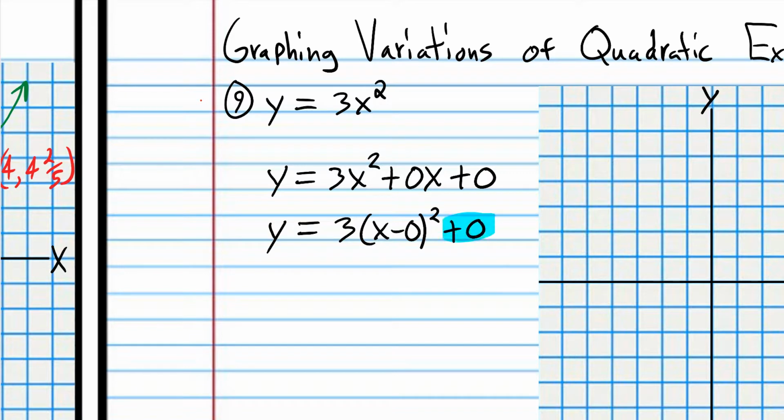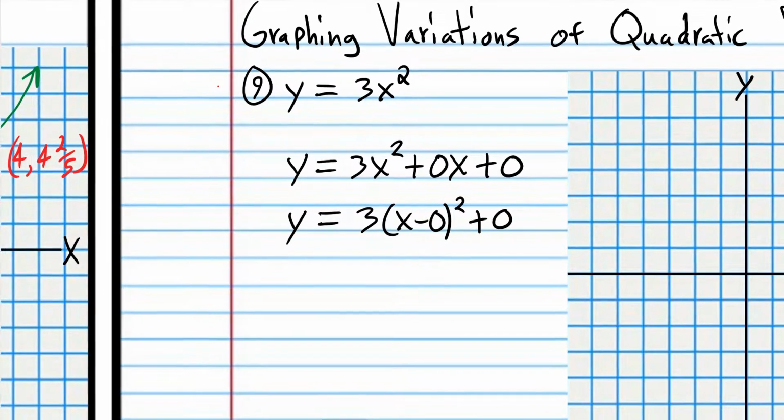And over here, I can add 0 because that's the same as adding nothing, and there's nothing there. But the reason I did this is because now it's in vertex form, you see. I can see the vertex is 0, 0 immediately. That's another way to do this problem.